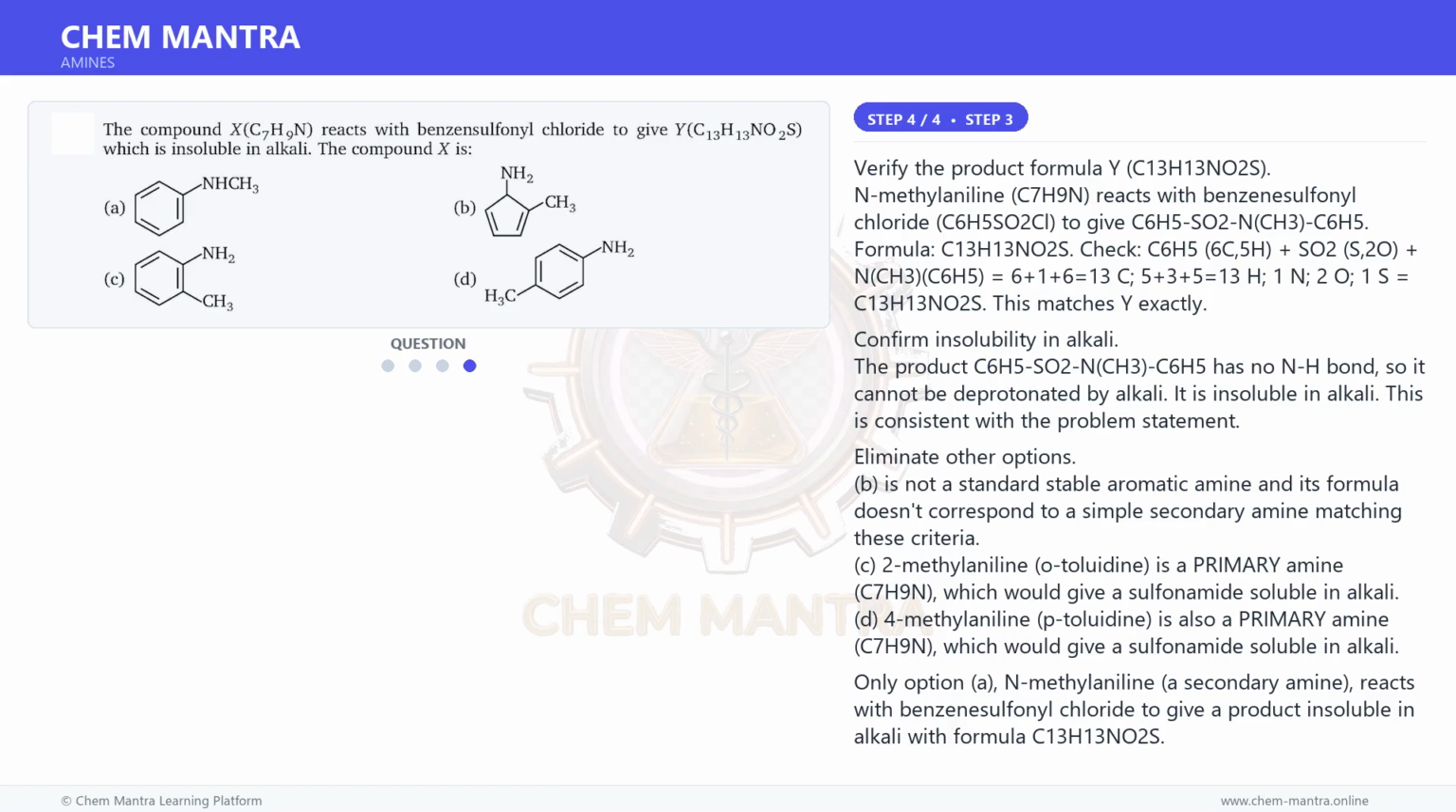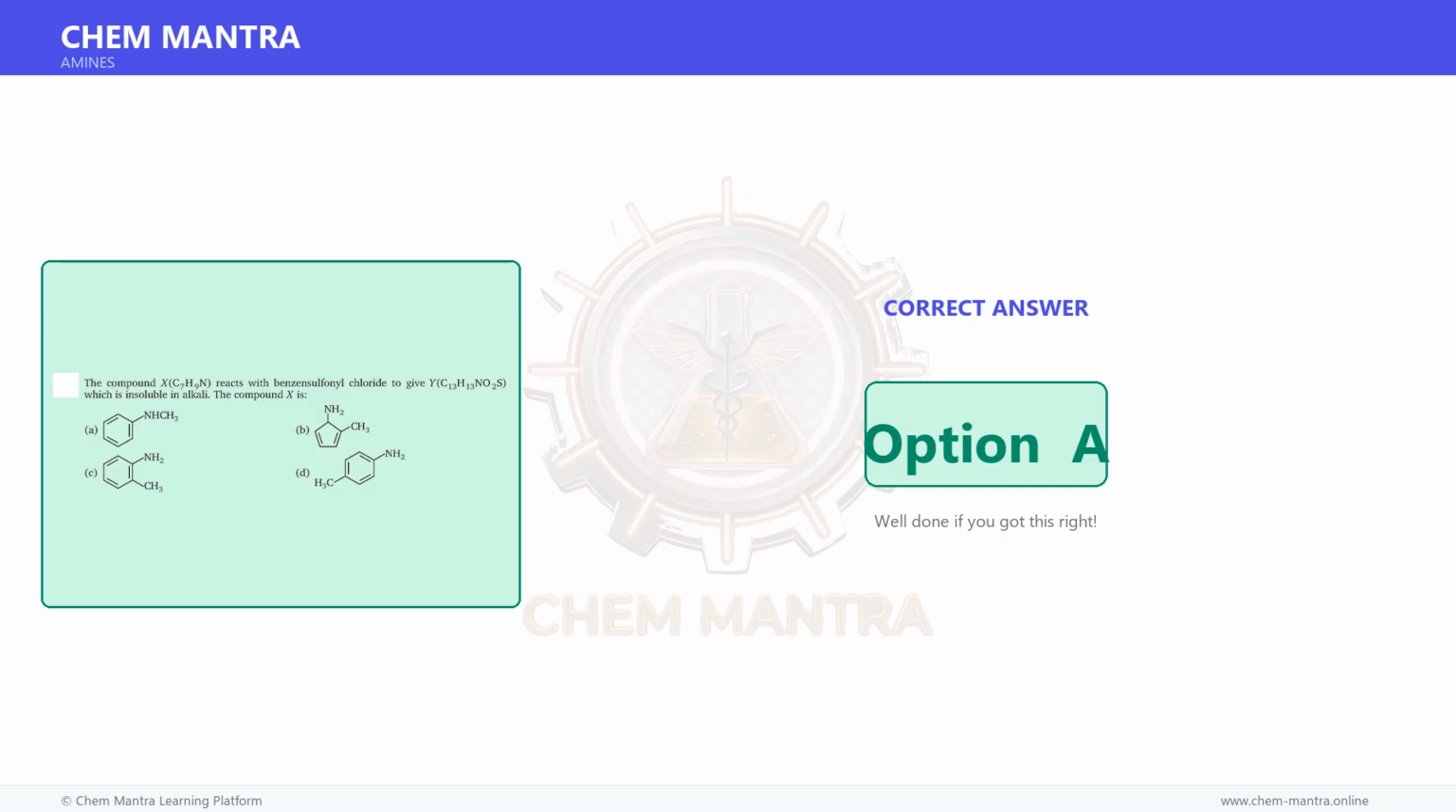Only option A, N-methylaniline, a secondary amine, reacts with benzenesulfonyl chloride to give a product insoluble in alkali with formula C13H13NO2S. Therefore, the correct answer is A. Therefore, the correct answer is option A.